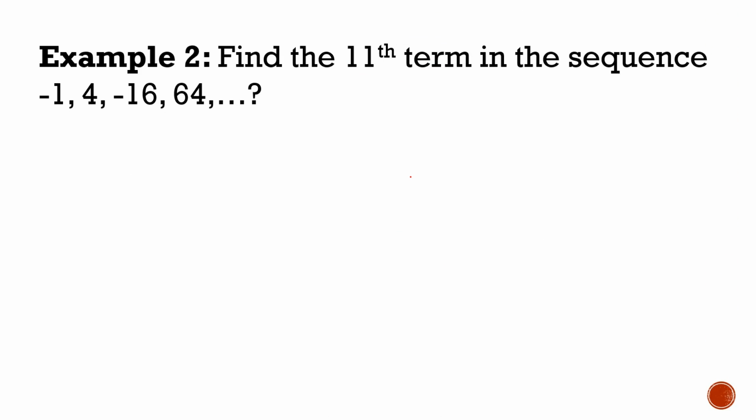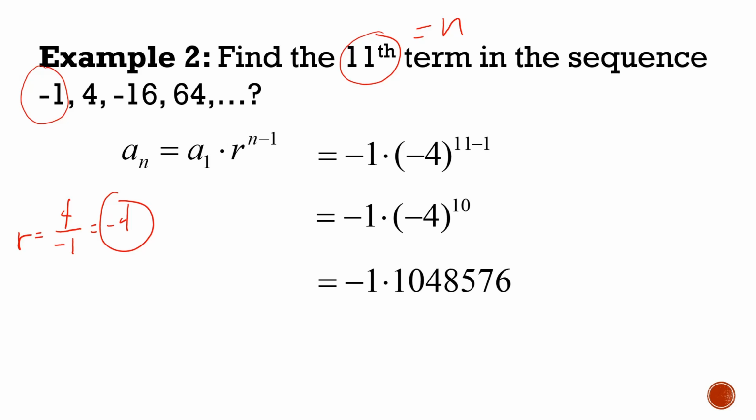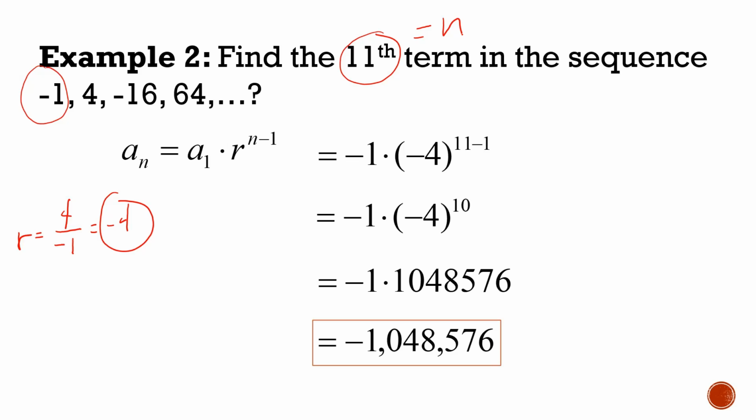Find the 11th term in the sequence -1, 4, -16, and 64. So this is our formula. That means we need to find a sub 1, the first term of the sequence. We're talking about -1. We need to find r, the common ratio of the sequence. To solve for r, that's the second divided by the first, and that will give us -4. And then n is 11, the indicated term. So 11 minus 1 is equal to 10. -4 raised to 10, you have to use parentheses if you're going to use a calculator. So it will be 1,048,576 times -1. That would be negative. Okay, so everything is easy, you can use a calculator there. Let's go to the last one, I think this is the last one.